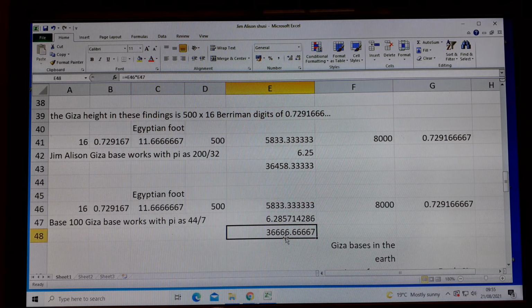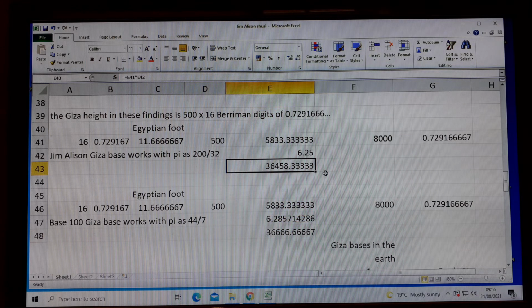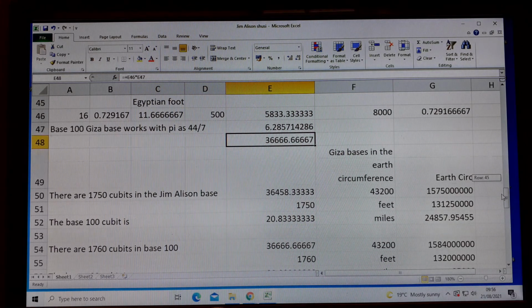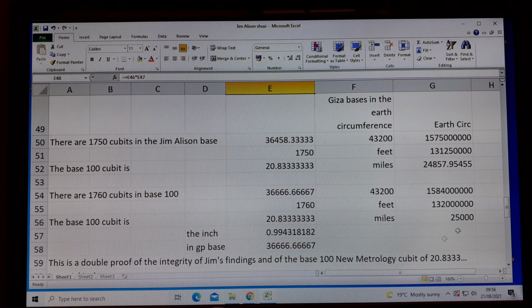Now this is the base 100, and this is the base 100 divided by 176 times 175. And again, we're saying there are 1760 cubits in this length, and there are 175 in this length. There must be, because that's the ratio. So we can pull this one down and see what happens. There are 1750 cubits in the Jim Alison base. So that's his base divided by 1750, and it gives the base 100 cubit.